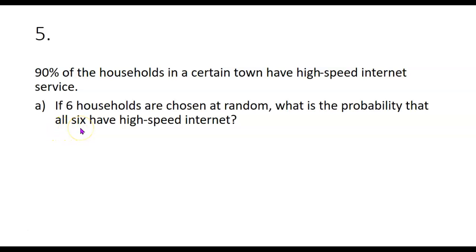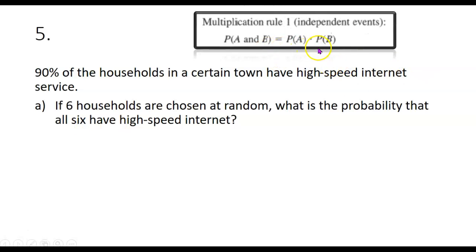All 6 means that the first one does, and the second one does, and the third one, and the fourth one, and the fifth one, and the sixth one. So for an and question, we can use that multiplication rule. You answer and questions by multiplying. You answer or questions by adding. But for and questions, you multiply the probabilities together.